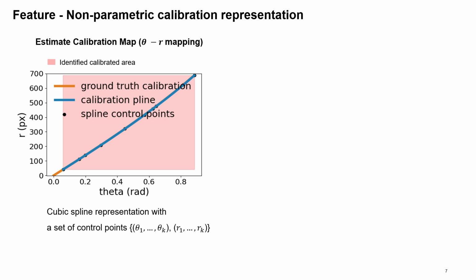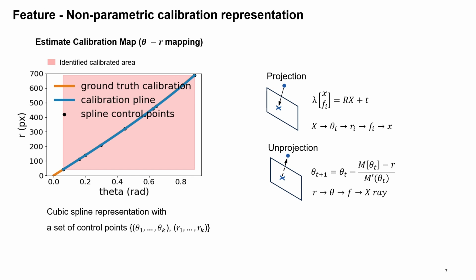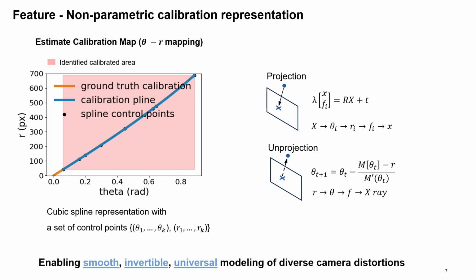One of the main features of our work, GenSfM, is that we represent the calibration map in a non-parametric way with cubic spline. It is represented by a set of control points between theta and r. During projection, we find the image point radii corresponding to the viewing angle with this calibration map, while when the reverse mapping is needed, for example during triangulation, we find the viewing angle with Newton's method. Unlike the previous parametric model, this enables smooth, invertible, universal modeling of diverse camera distortions benefited from its flexible shape.